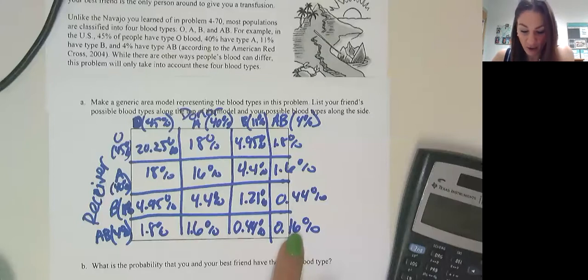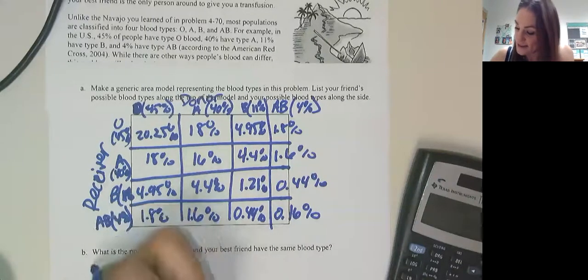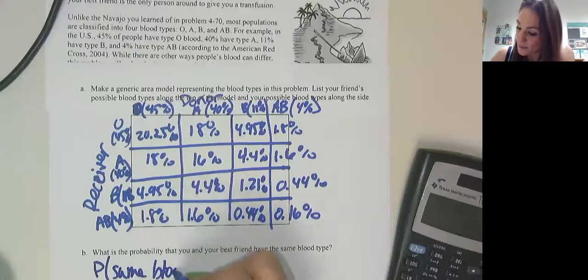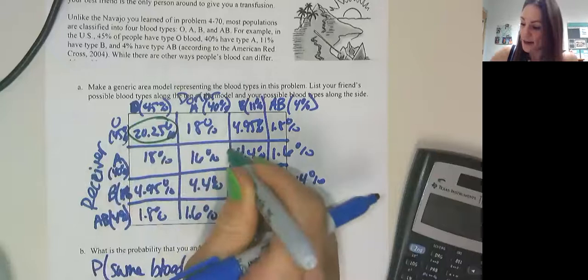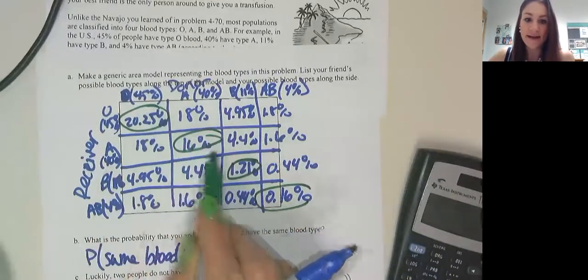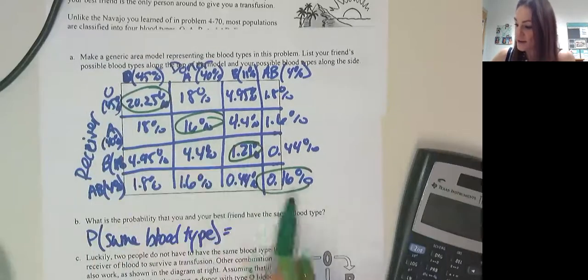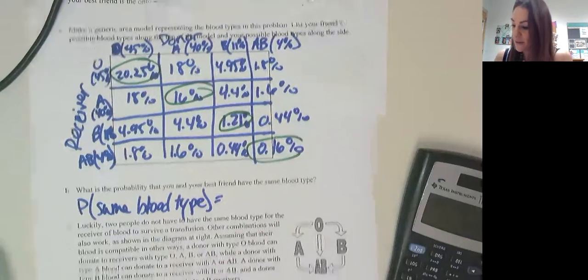So now it says in part B, what is the probability that you and your best friend have the same blood type? To find the probability for that, you would add up all the diagonals, right? The OO, the AA, the BB, and the AB. So go ahead and add those up. That will give you the probability of the same blood type.